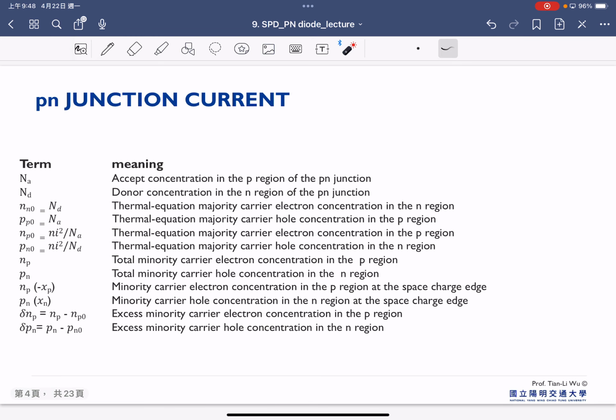And there are some terms we need to define clearly here. Na is the acceptor concentration in the P region, Nd is the donor concentration in the N region, and the subscript 0 means this is at thermal equilibrium. Majority carrier, this is at thermal equilibrium.